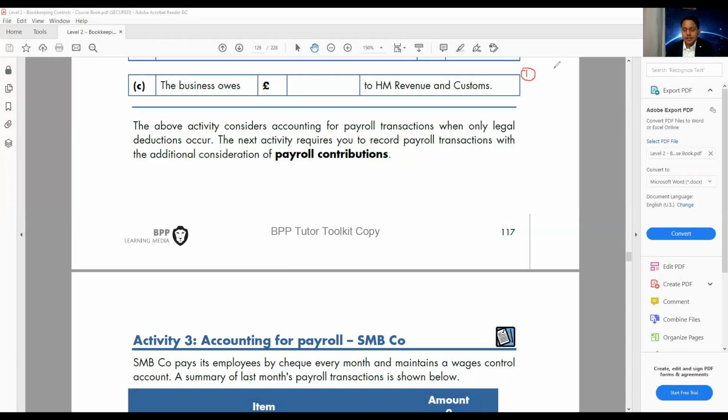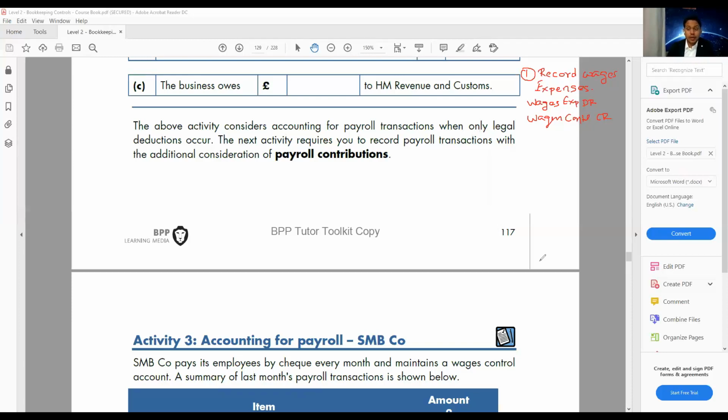Wages expense. So the journal will record wages expenses. And what will be the journal for that? The journal will be wages expense debit, and wages control credit. So the journal is wages expense debit and wages control credit.